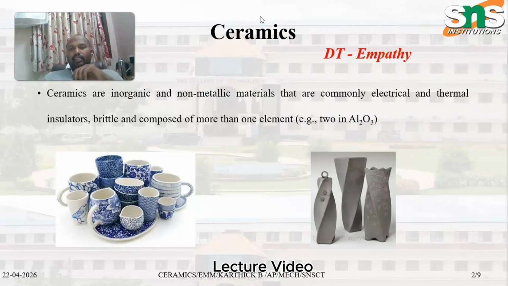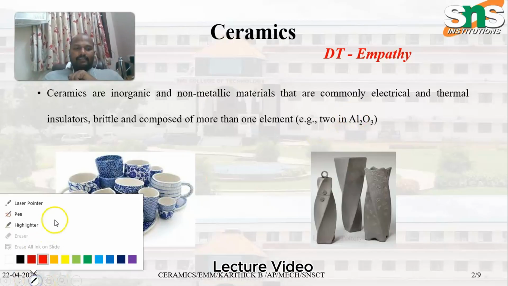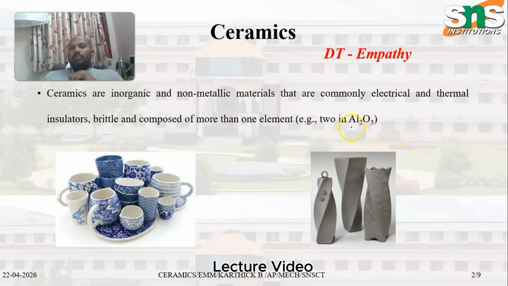Ceramic is an inorganic, non-metallic material commonly used in electrical and thermal insulators that is brittle and composed of more than one element. For example, in Al2O3, aluminum is one element and oxygen is the other element. These ceramic cups and utensils are made of ceramics.